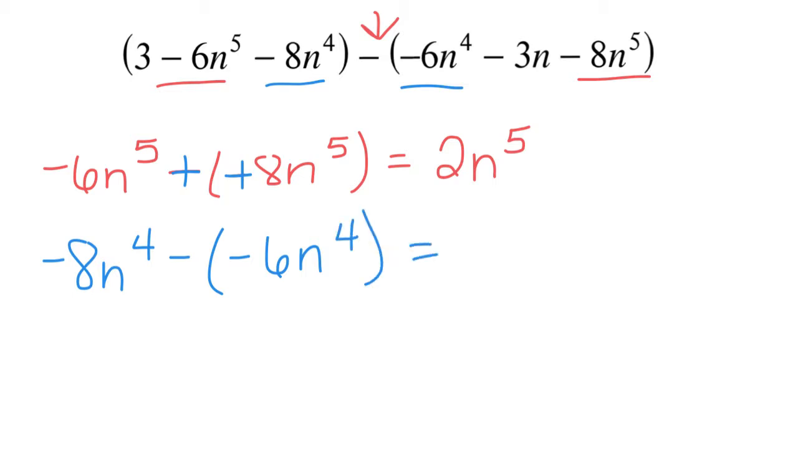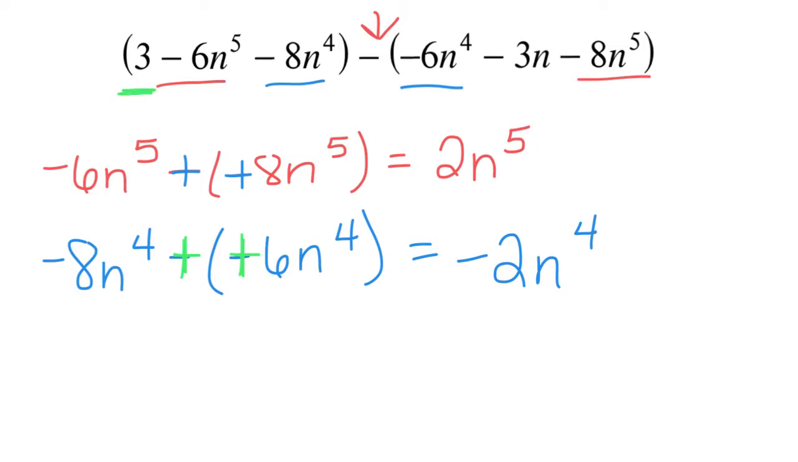Again, using what I know about my rules, I'm going to change these two negatives to addition. And then I have negative 8 plus 6, which is negative 2 this time, n to the fourth. Always keep the sign of the largest number. Now this is where this gets just a little bit tricky. I have some terms left that I don't have anything to combine them with, and normally I would just bring them down. And for the 3, that's fine. I can just bring the 3 down.